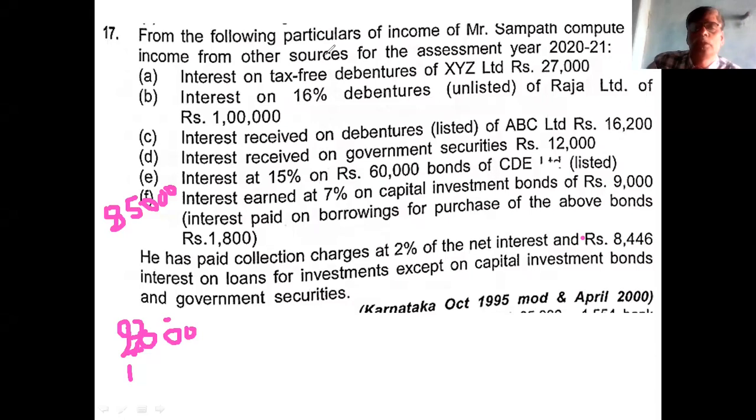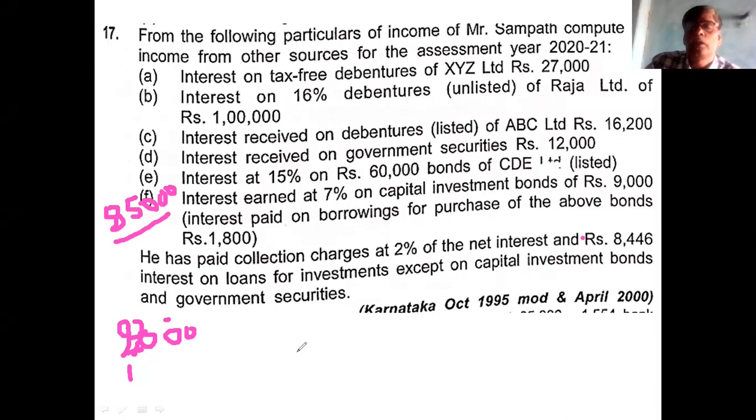This problem is same as problem number 1. Okay, you solve this. First, you calculate the gross income on investment. Gross income on investment is 85,000. Then you calculate the net income.